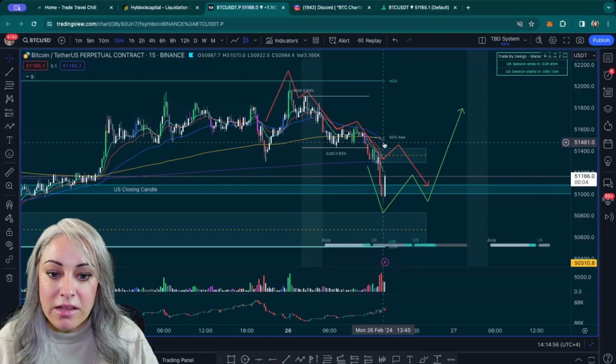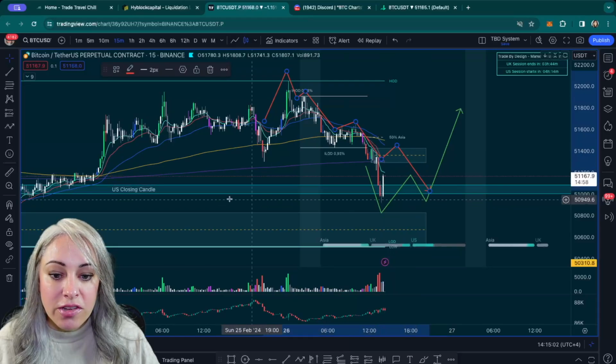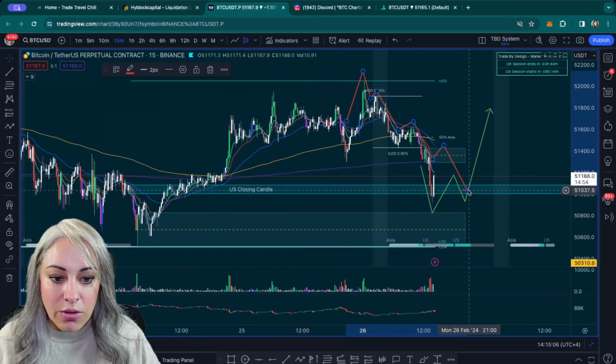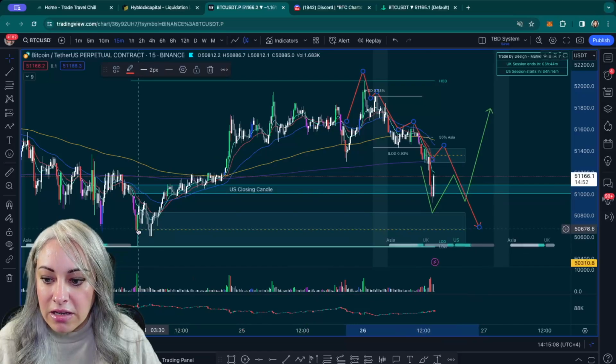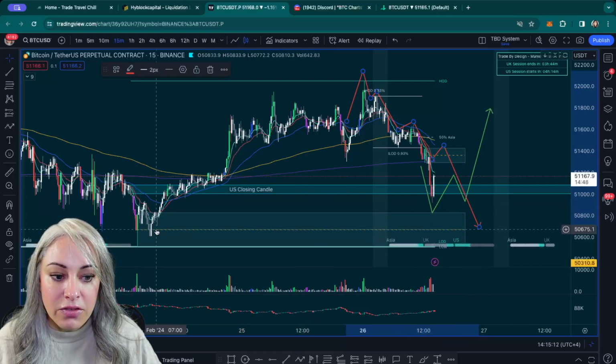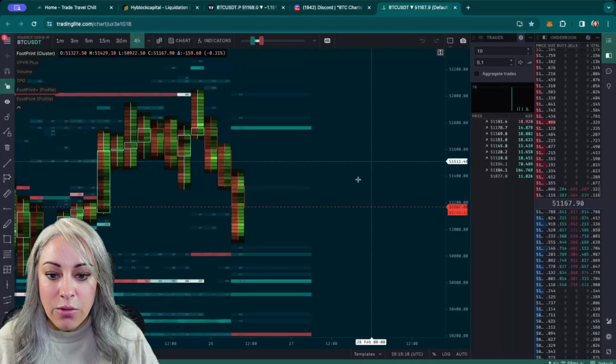is just retracing to the 50 EMA for potentially one more drop to the downside that could just come back again to the US closing candle. However, if it decides to go a little bit further, then we're looking down into this zone here where the last traders were trapped at around 50,675. Let's have a look at the heat maps to see what's going on there.